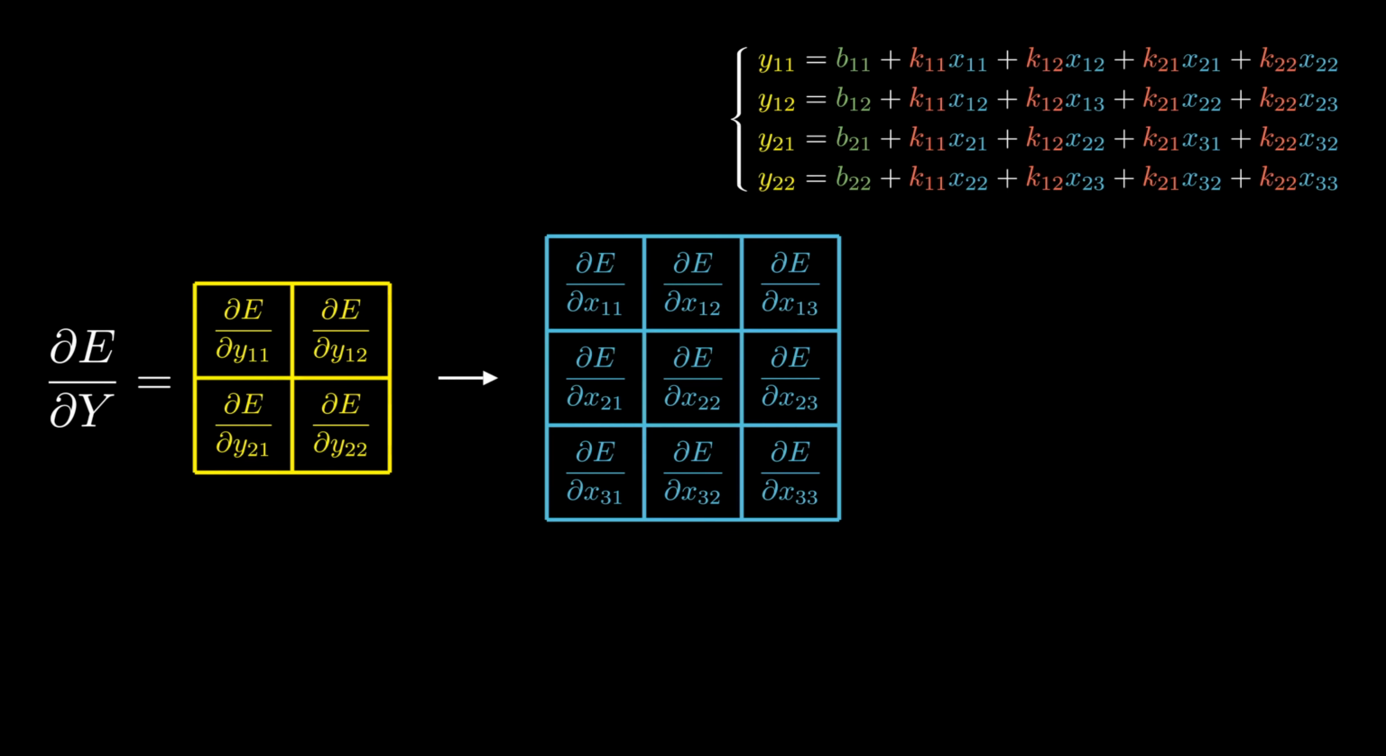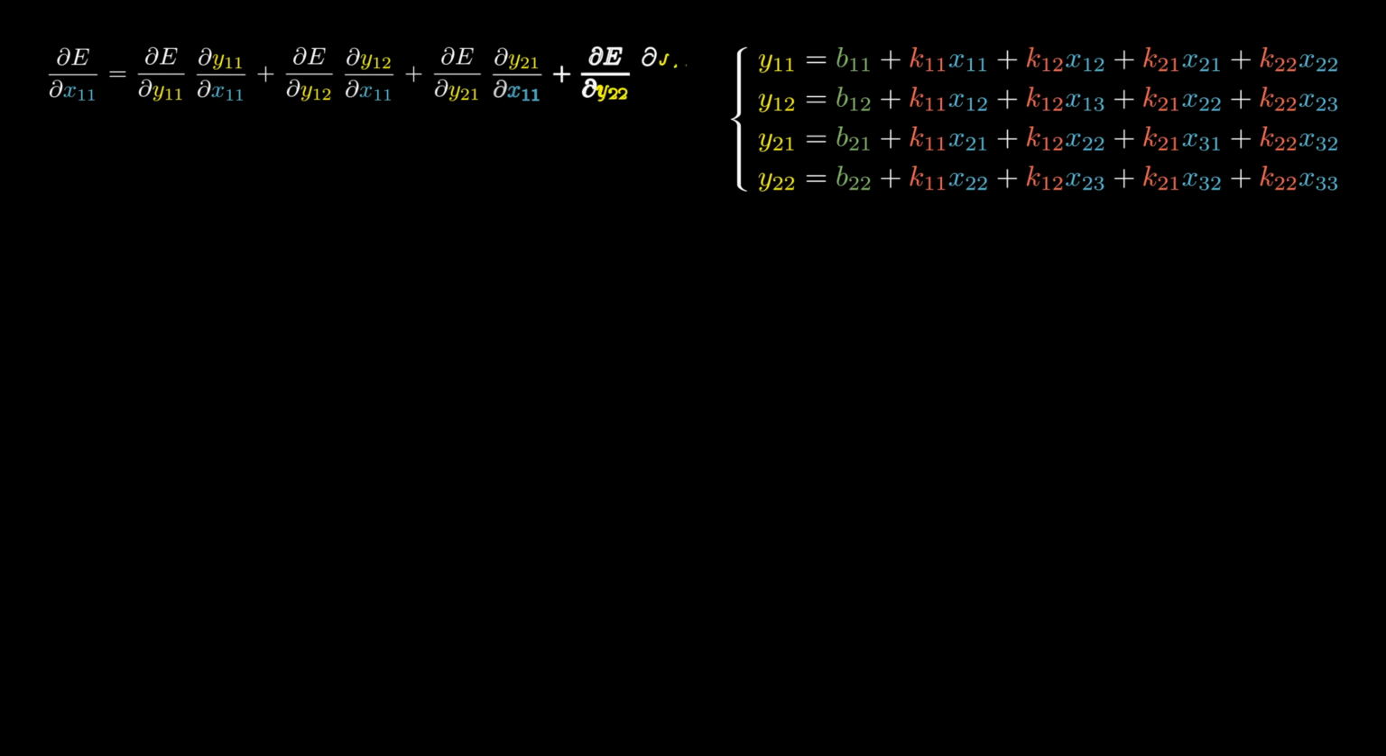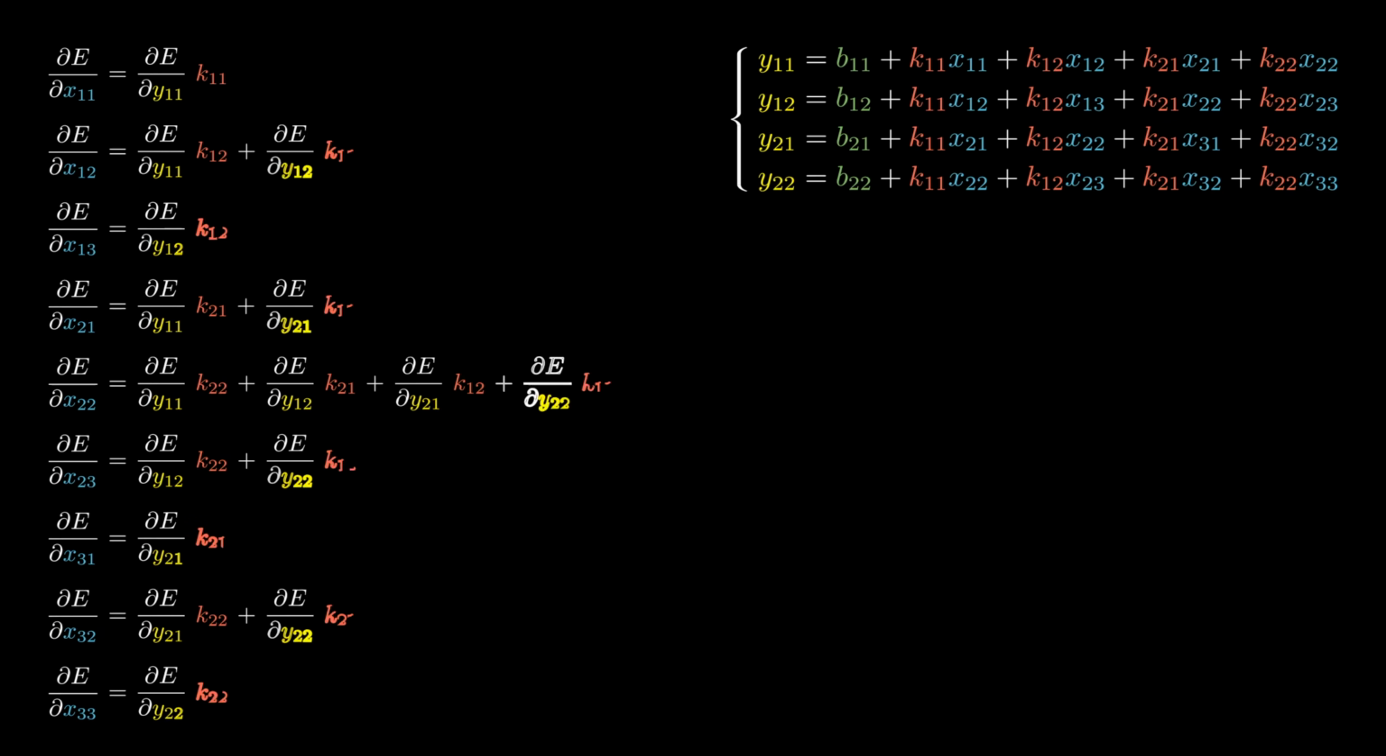We can start with the derivative of E with respect to x11. Using the chain rule, we expand that derivative. We are looking for the derivatives of y with respect to x11. x11, in turn, appears in the first equation. Therefore, doing this for all the other x values, you get something unexpected. It seems that each derivative has a different number of terms added in it.